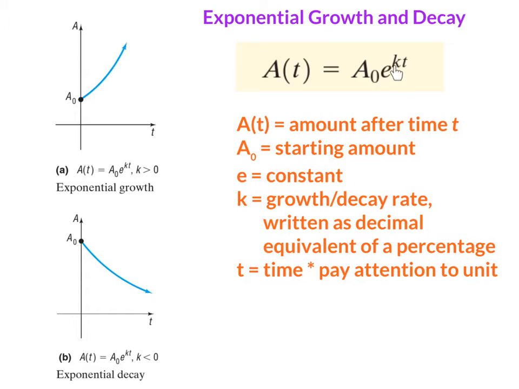If K is positive, that's going to be a growth rate. And if K is negative, then that is going to be a decay rate. It's going to decrease. K is always written as a decimal, which is the equivalent of a percentage. So if it's 70%, it would be 0.7. So beware of that. And t, as always, is time, but pay attention to the units. Make sure that everything matches.